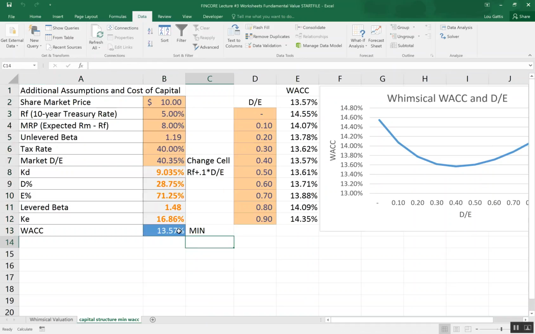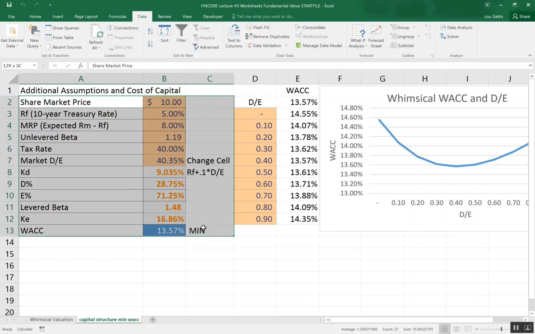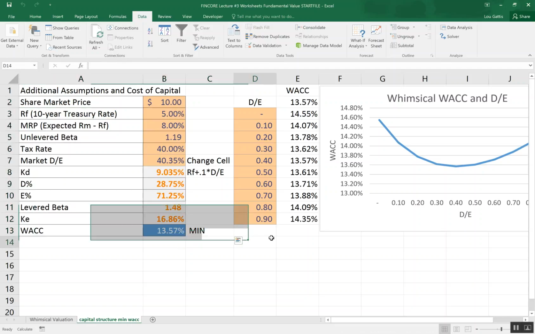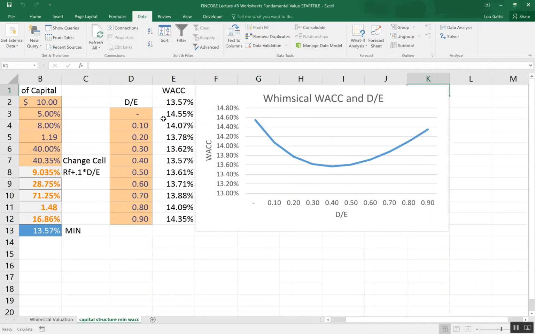That's what we would call, in this very simple model, the optimal capital structure, the capital structure that maximizes the value of the firm, which means, in our model, minimizing the cost of capital. Now, I just did a data table here, with D/E ratios of 0 to 90%, or 0 to 0.9.